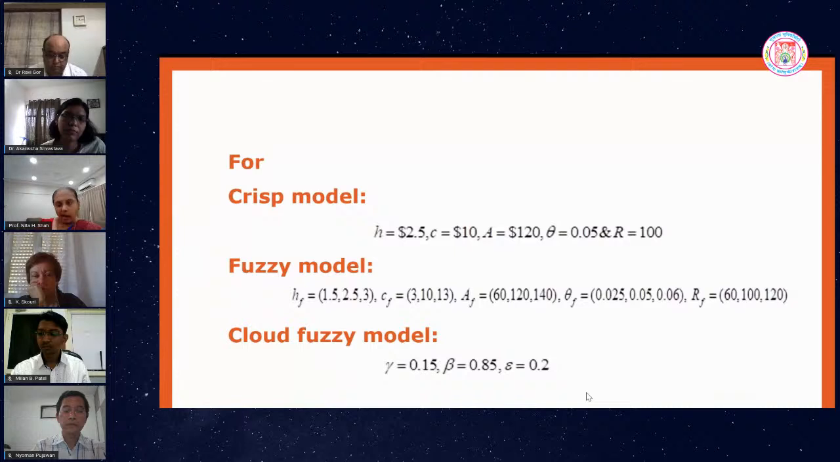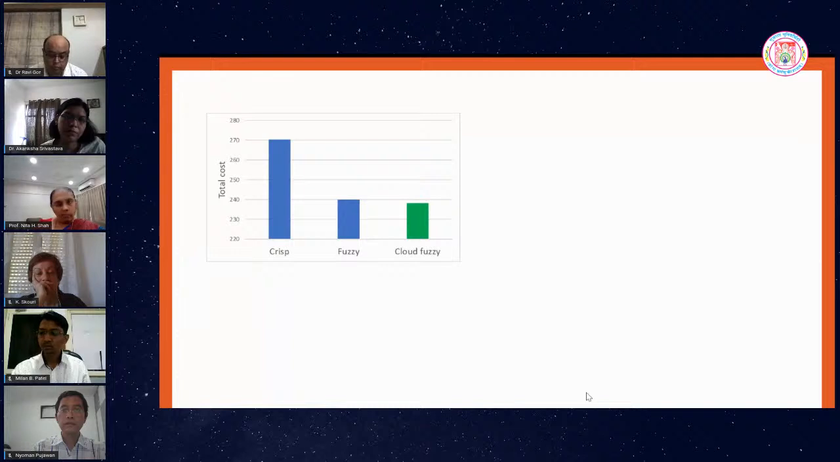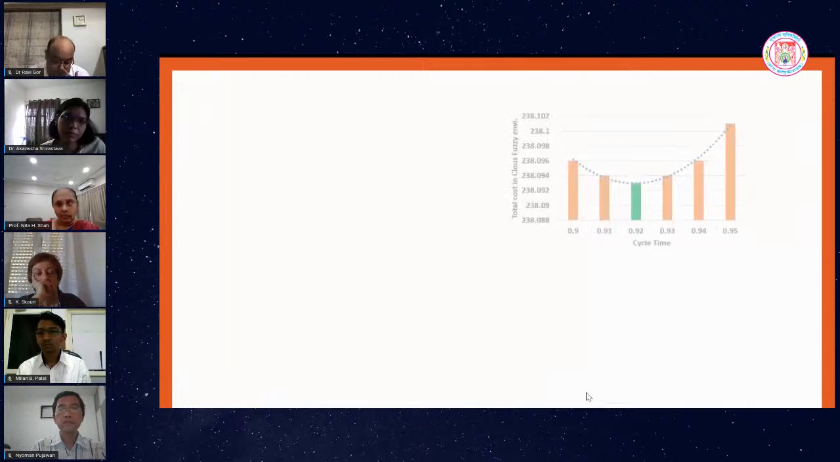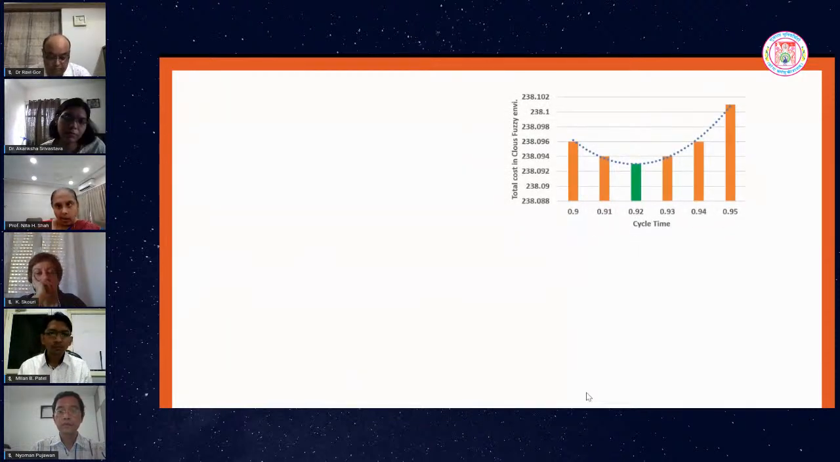And similarly, for cloud fuzzy, we will have to introduce two more parameters: gamma, that is 15%, beta, that is 85%, and epsilon to be 20%. So we have calculated total costs in crisp, fuzzy, and cloud fuzzy. You can see that in crisp, it is much higher than what it should be, but cloud fuzzy can handle total cost significantly to a low level. And we have total cost in cloud fuzzy environment with respect to cycle time, and you can see that it follows the convex behavior, what we always say, even starting from 1913, which was given by Harris.